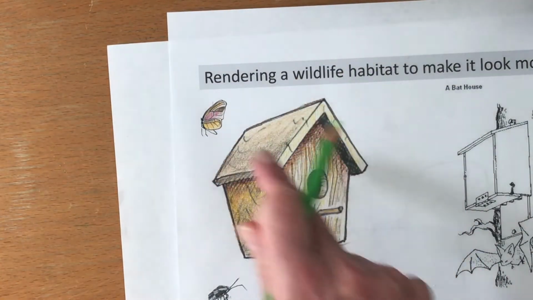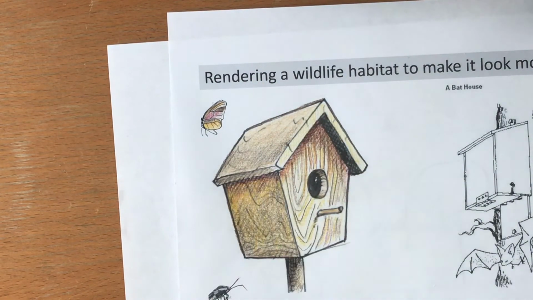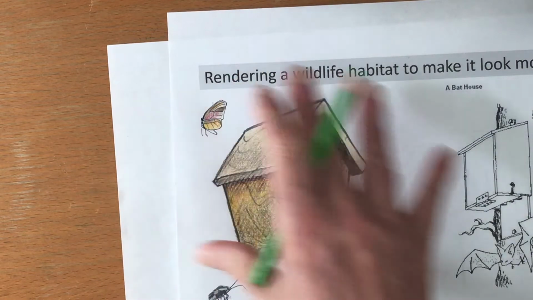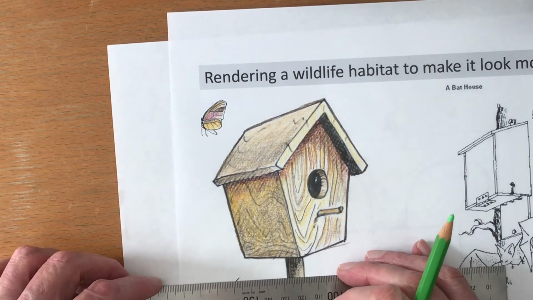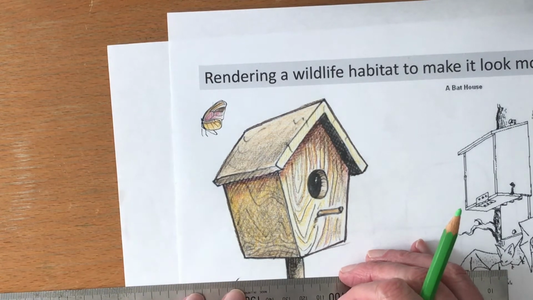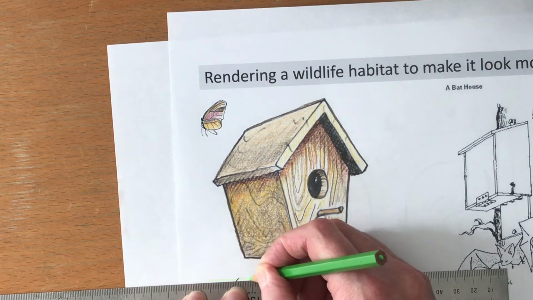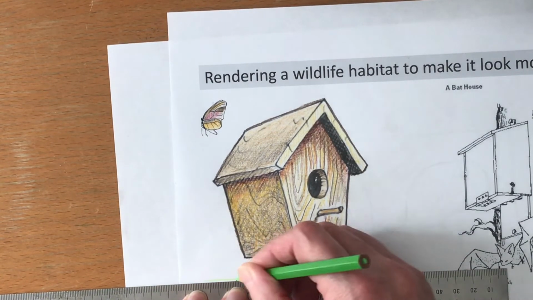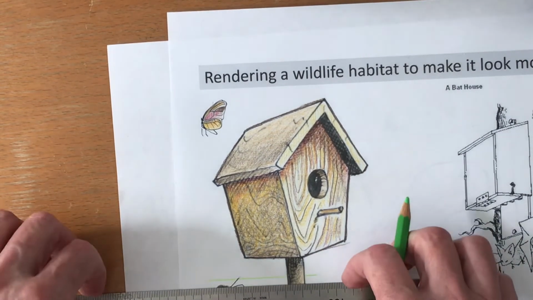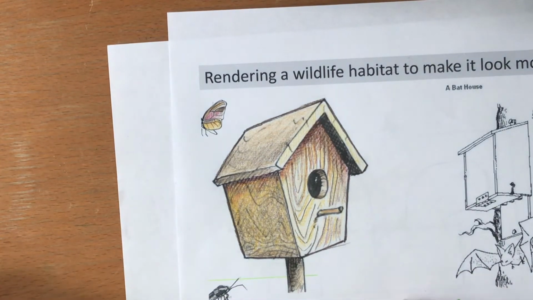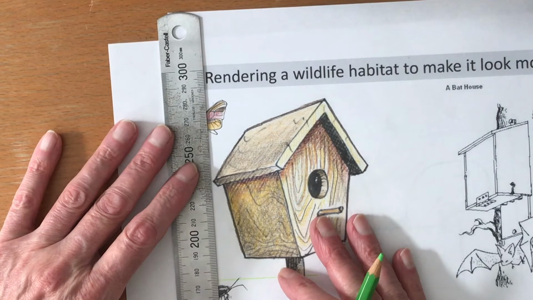Okay, so we've got a bird box, we've got a butterfly, and I want to combine the butterfly with the bird box, and I want to put a background behind all of this. So what I'm going to do is literally draw a rectangle behind the bird box, but it's not going to cover the whole of the bird box, and it will be easier for me to show you rather than to explain that.